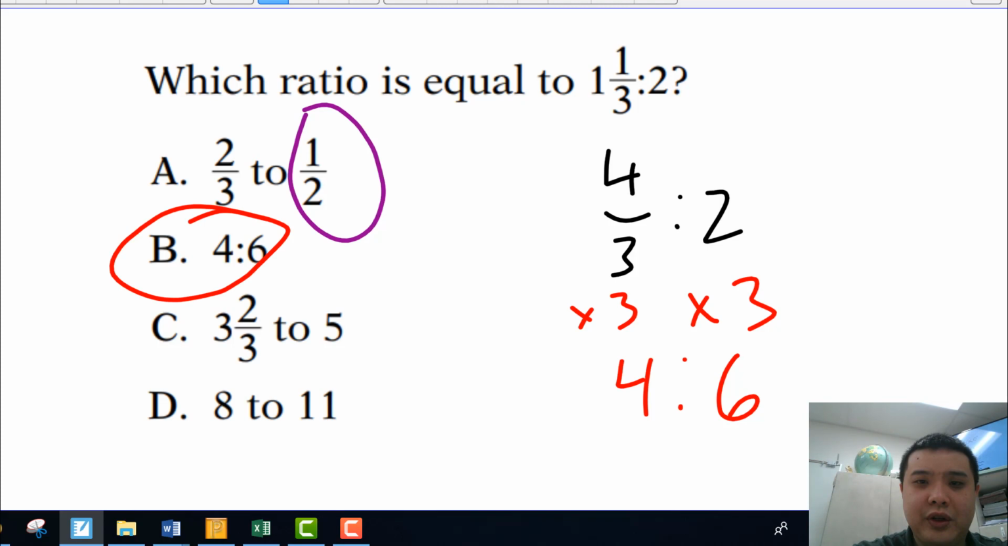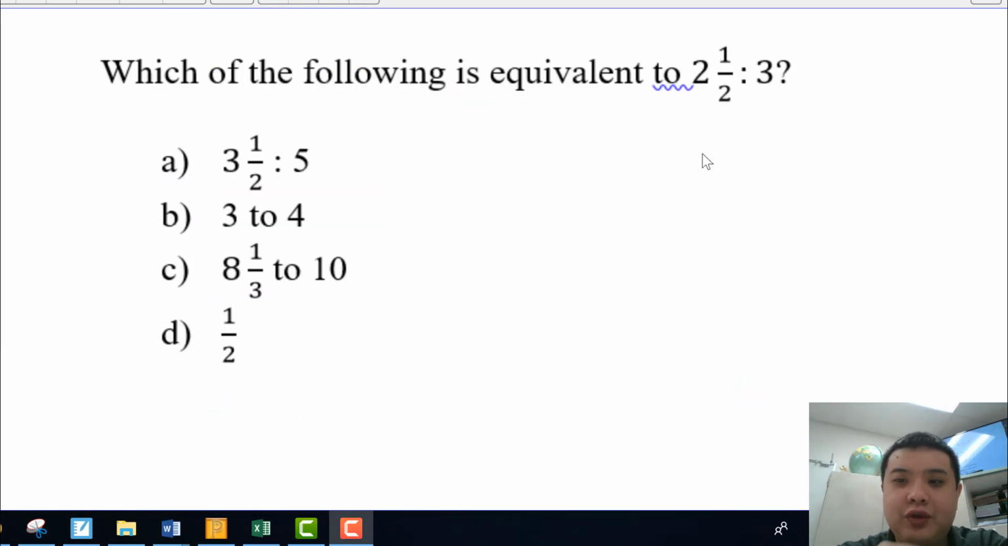Our answer is going to be B because when we multiply the 2 by the 3 to get the 6 that is indicated inside the second part of the term, of the ratio, right here, we also get the first part of the ratio as well. So therefore those two are equivalent. Let's try this one out.